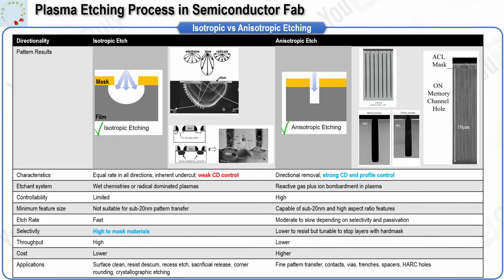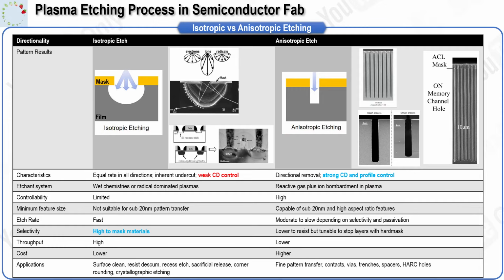Speed is different as well. Isotropic processes are often fast because reactions are chemistry limited and not constrained by direction. Anisotropic processes run at moderate speed because the recipe trades rate for verticality and bottom cleanliness. Mask survival follows the same logic. Isotropic routes usually show high selectivity to common masks, so the mask lasts while the target film is removed.